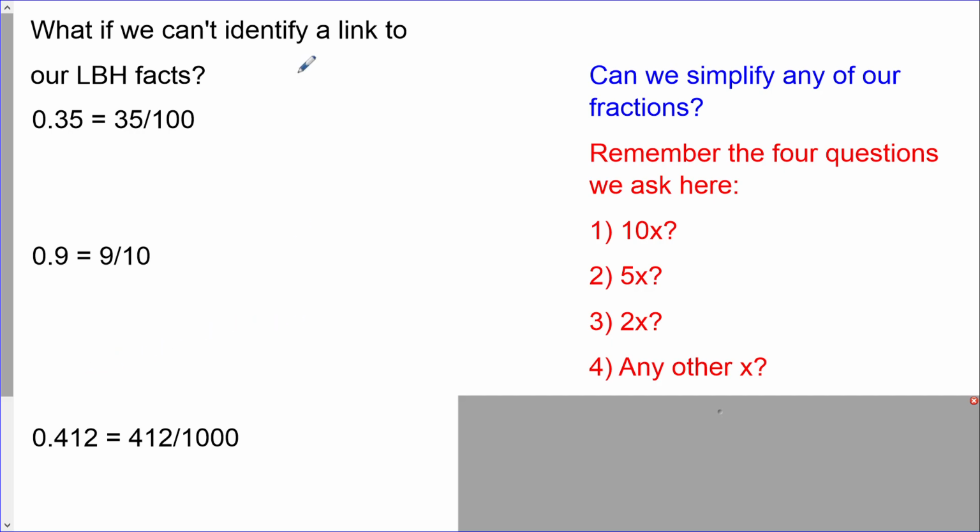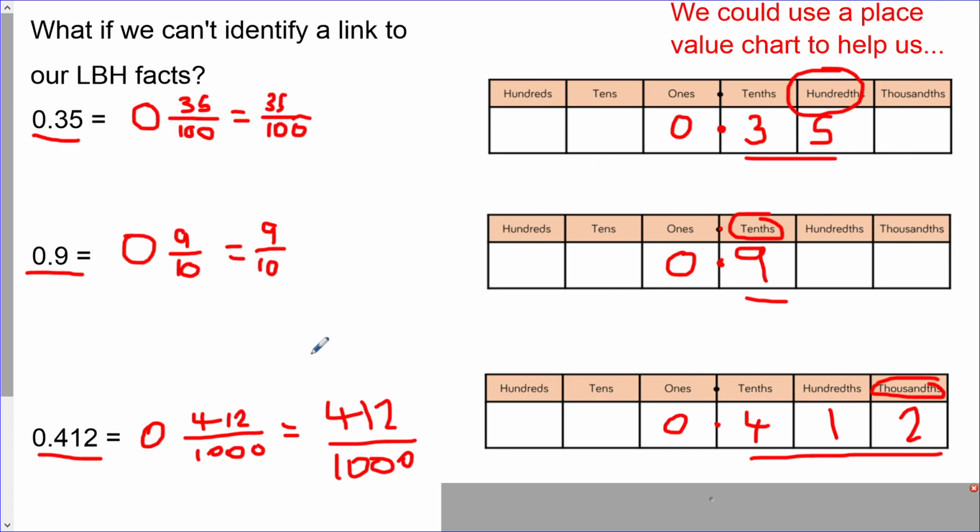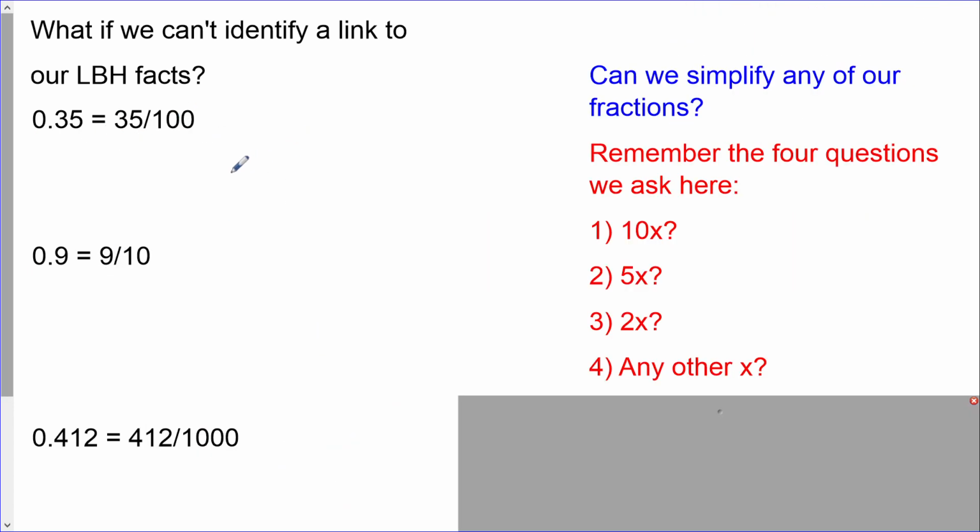So let's have a look if we can simplify the fractions which we got as our answers on the last page. So we now have 35 out of 100, or 35 hundredths. The first question we ask is, do they both, the numerator and denominator, go into the 10 times table? So is 100 in the 10 times table? Yes, it is. But is 35? No, it is not. So we cannot simplify by 10.